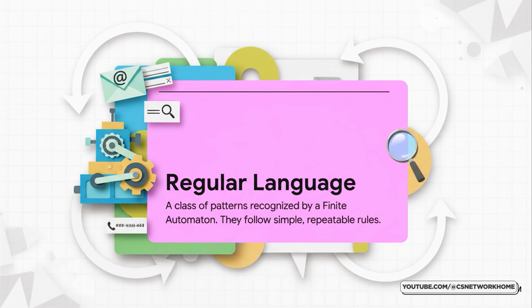So this family of simple machines defines a very specific class of patterns they can understand. We call these regular languages. Think of things like email addresses, phone numbers, simple search terms. Basically, patterns that you can check one character at a time without really needing to remember what you saw before.